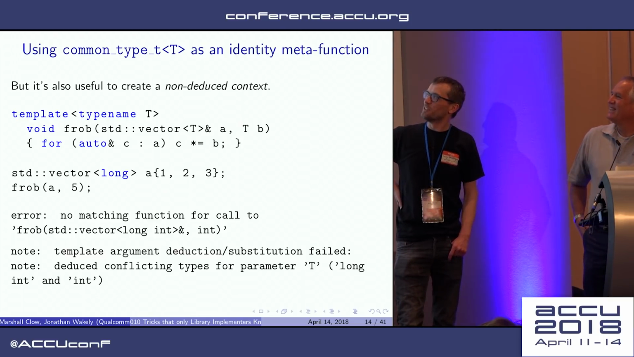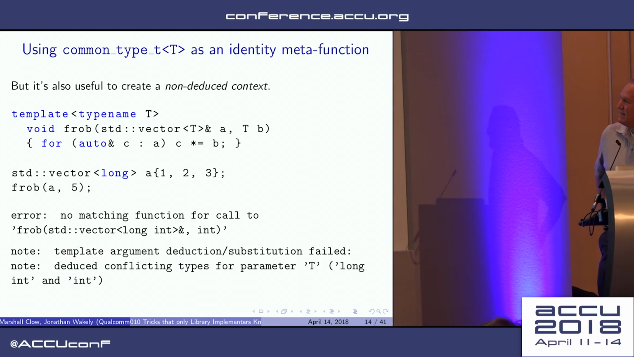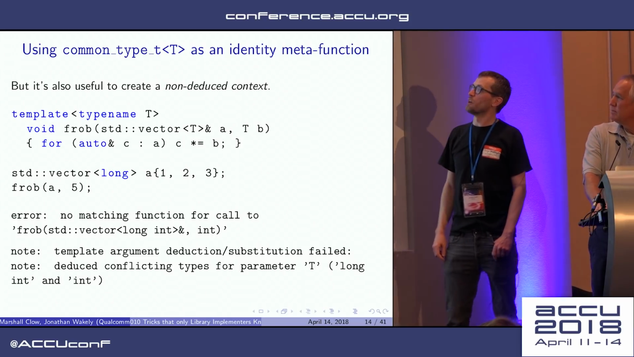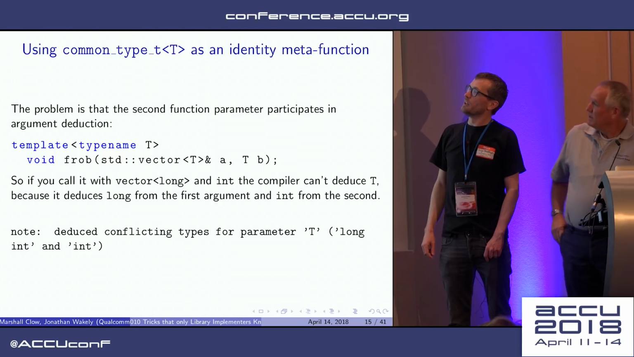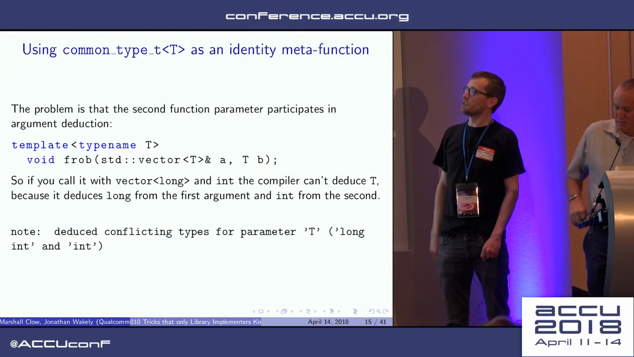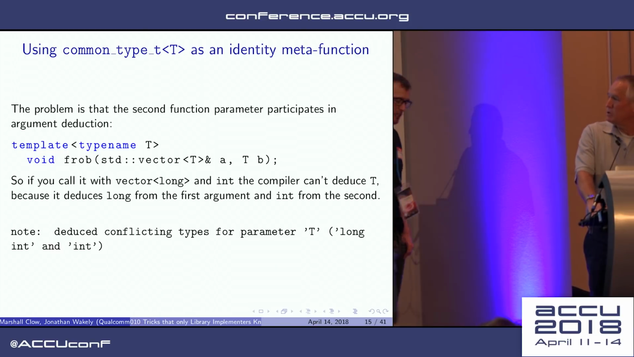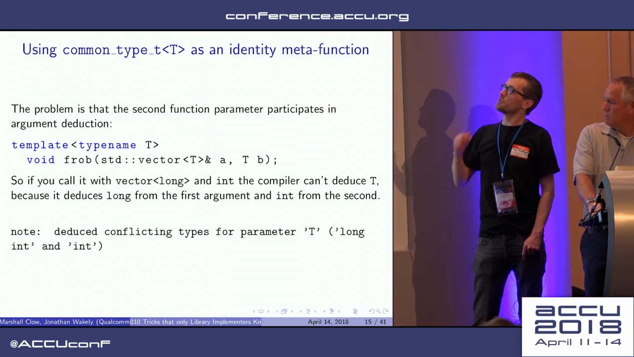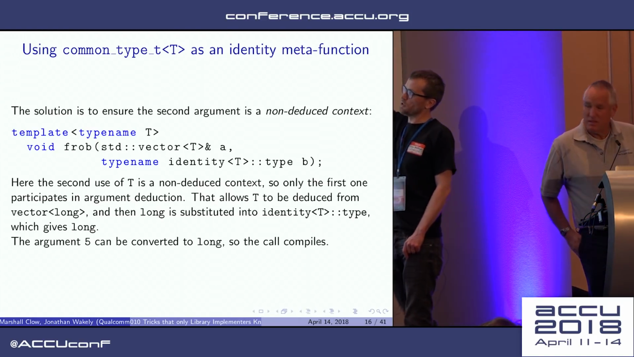So the solution in a case like this is to stop the compiler from trying to use this T as a part of the deduction. This is what I've just explained to you. The problem is that it's trying to use the same T in two different ways. So if we skip this one, because I've already covered it, what you need to do is to create a non-deduced context.